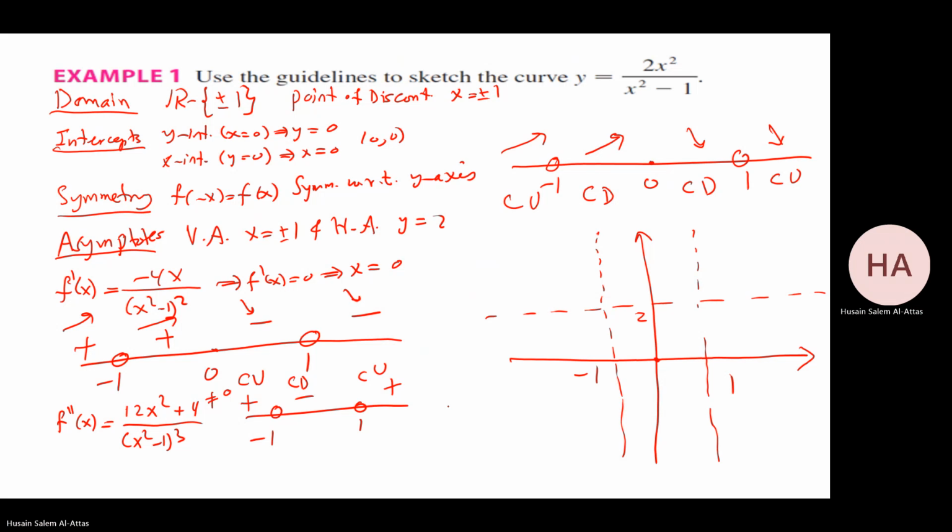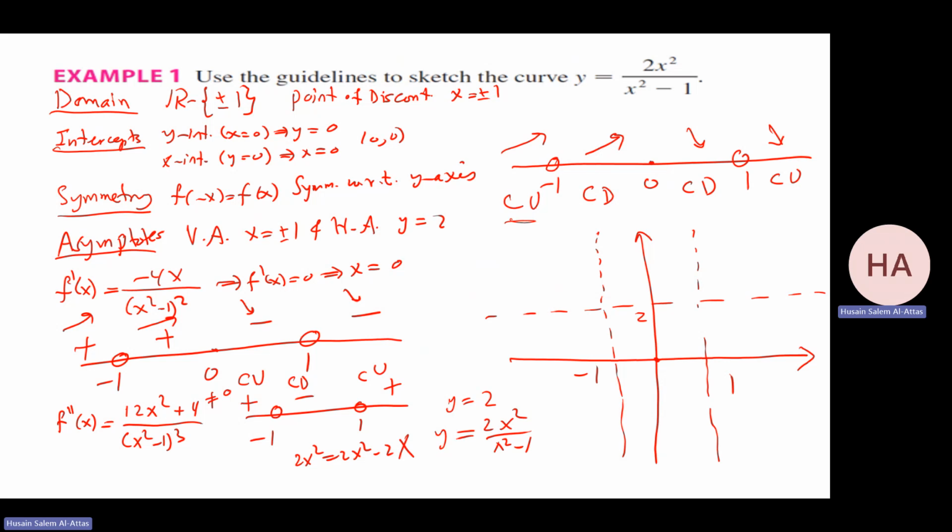Let me check. Is there a point of intersection between the horizontal asymptote and the curve? Equate them. I have 2x squared equal to x squared minus 2, which is impossible. So for sure, the asymptote will not be touched. There's no intersection between the horizontal asymptote and the curve. Okay, now I will take some values. On this side, I am either here or there, I don't know. So if we take any value, for example minus 2, is it above or below the horizontal asymptote?